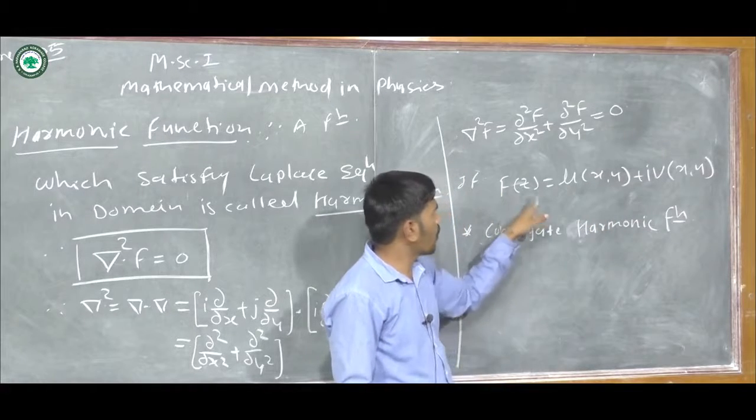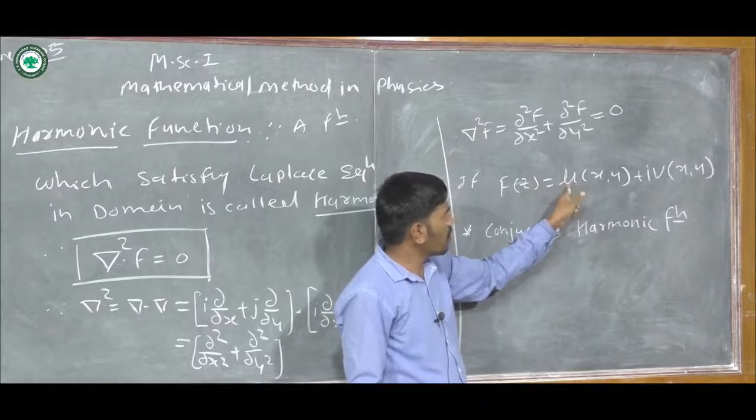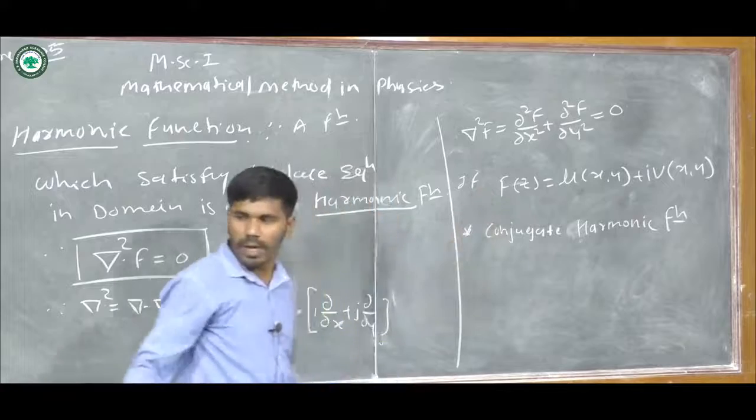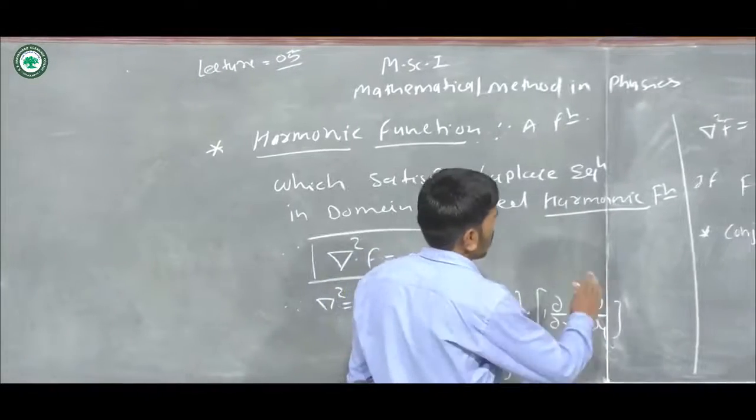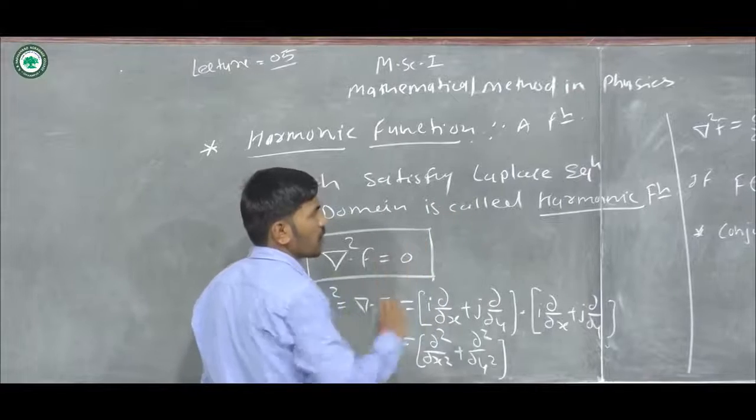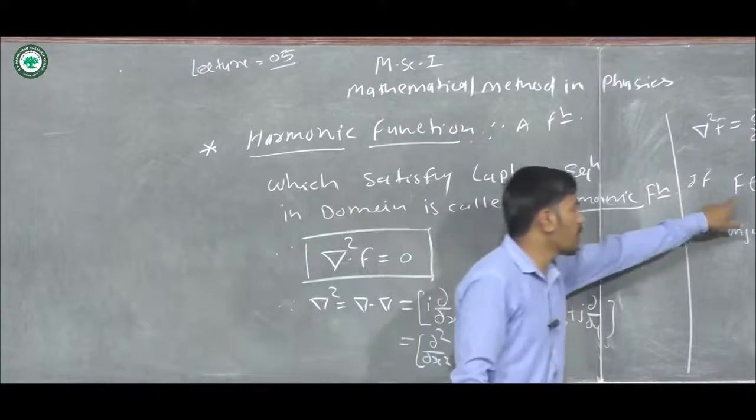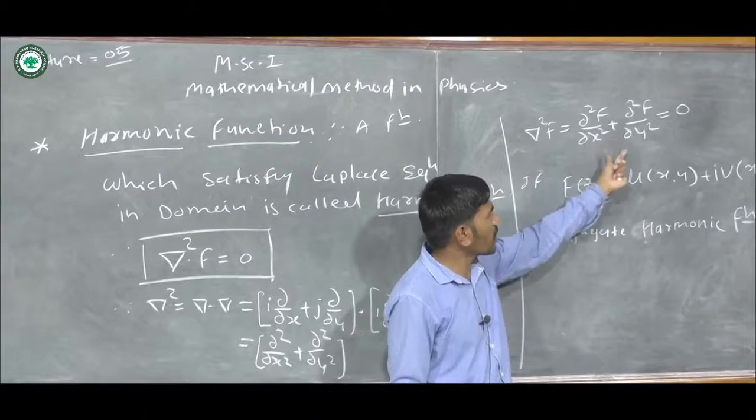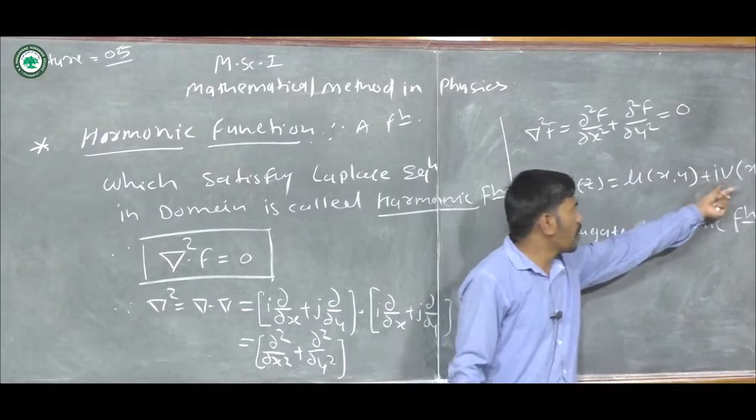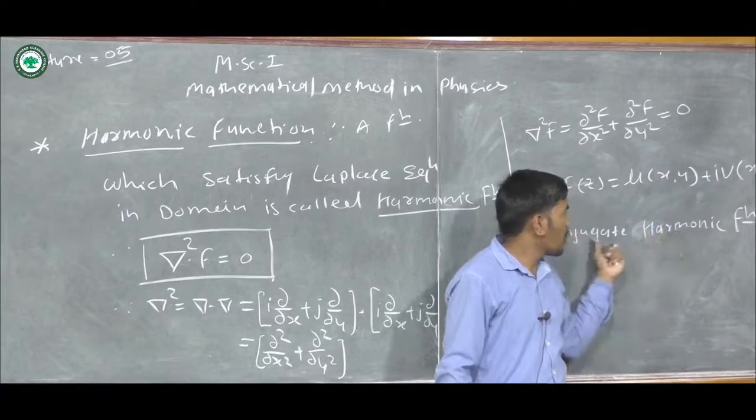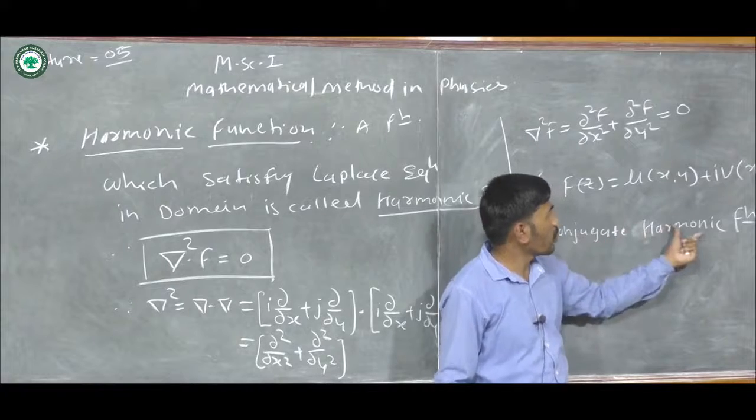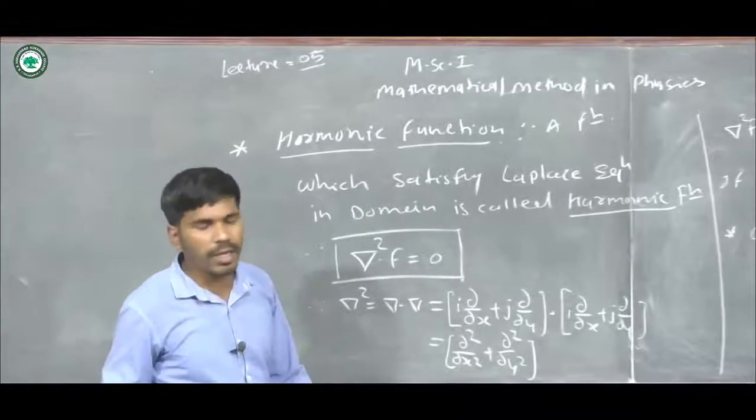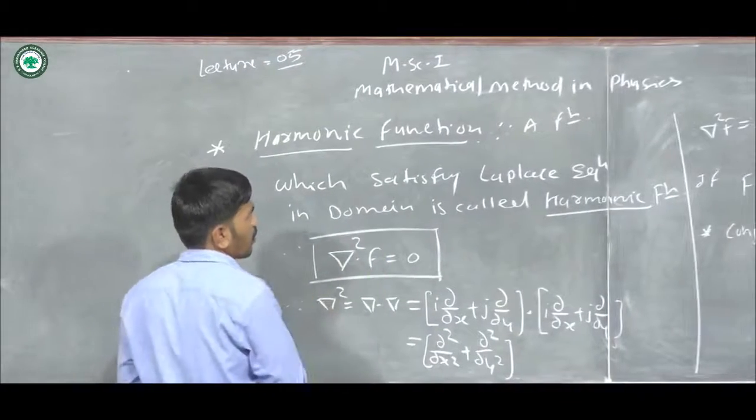Okay, so if these functions u and v are harmonic, then this function is analytic. I will tell you how. If the CR equations are satisfied, then f of z is analytic. If this Laplace equation is satisfied, then u is harmonic, and v is the conjugate of this harmonic function. If these two are harmonic, then f of z is analytic. Okay, so let's prove this.